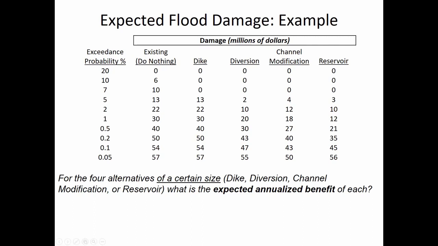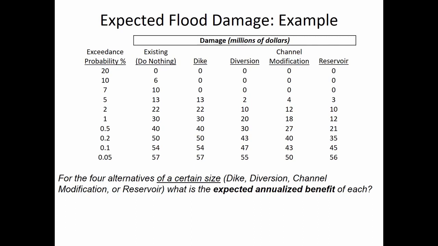Now, there are 4 different alternatives, but for each one of these, it's just a certain size. It's the next example where we'll be considering different sized alternatives. So what we're saying is a dike of a certain size is going to perform this way. We could have built a different dike with higher walls, and then maybe that wouldn't have had the $13 million worth of damage in the 5% storm. But this is just for a dike of a certain size, a diversion of a certain size, a reservoir of a certain size. And what we're going to try to do is find out the expected annualized benefit.